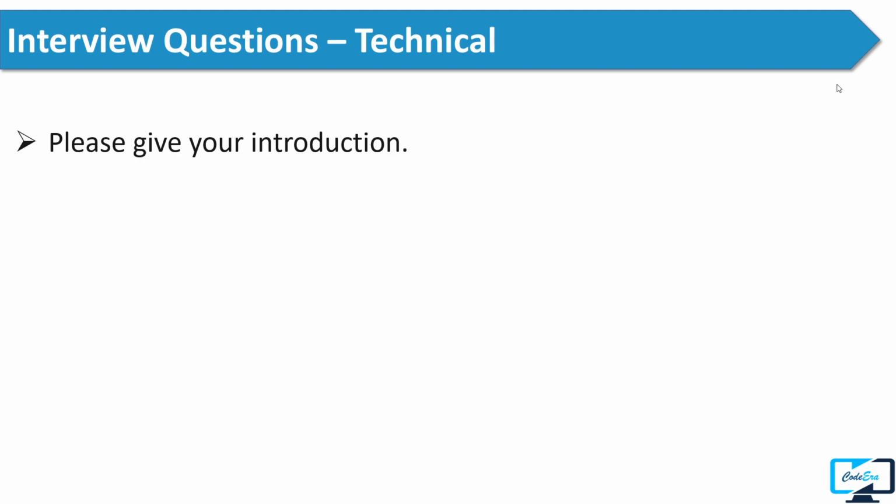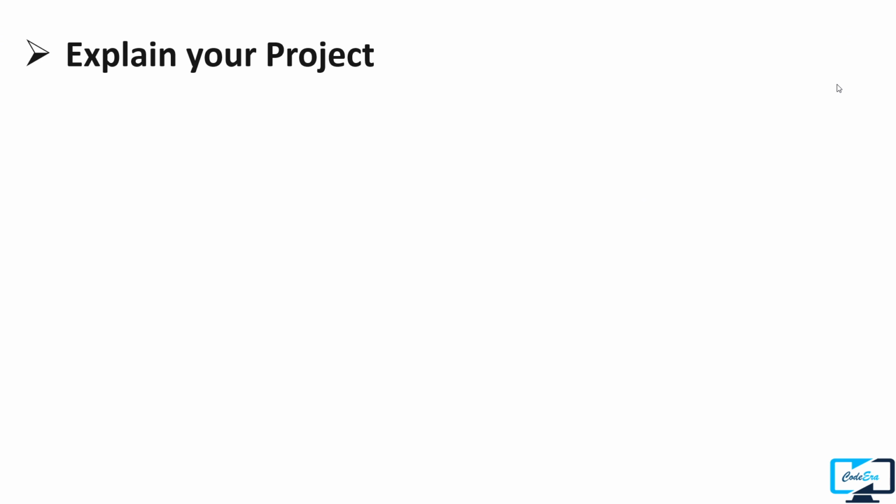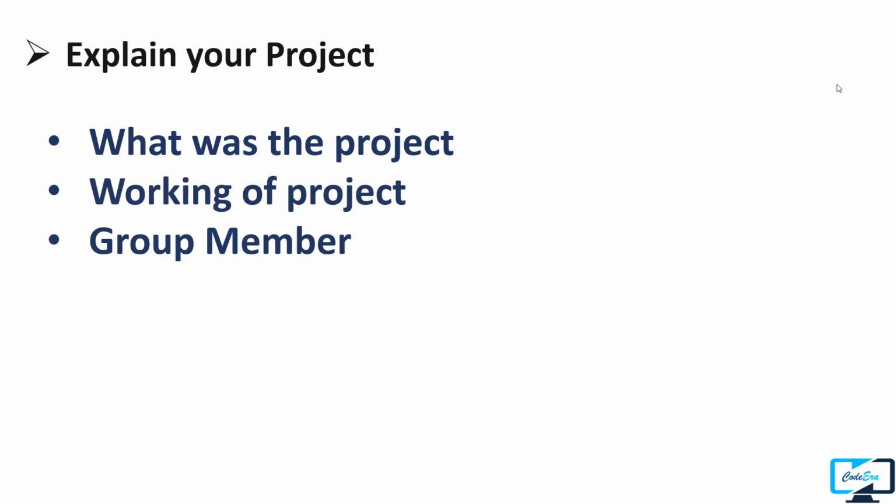And after that, the interviewer asked him, please explain your final year project. So the intention behind asking this question is that the interviewer wanted to know how and where you implemented your knowledge. So to answer this question, first you should tell him what your project was and explain its complete working. And if it was a group project, then also tell him about the group members.